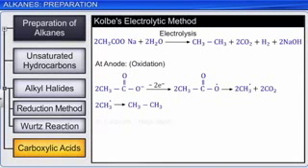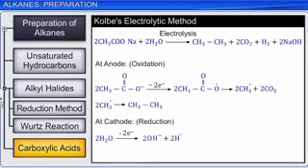At the cathode, water molecules accept the electrons and split up into hydroxyl ions and hydrogen-free radicals. Two such hydrogen-free radicals combine together and form hydrogen gas. Thus, in the coal-based electrolysis method, alkane is produced at the anode.